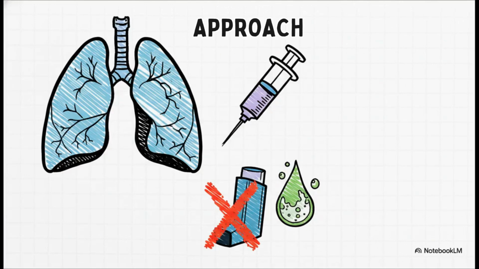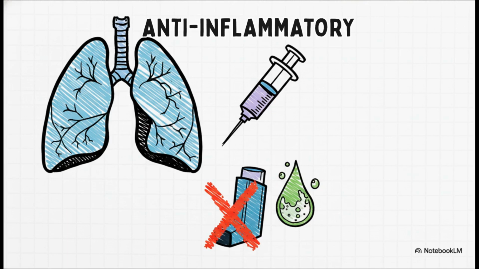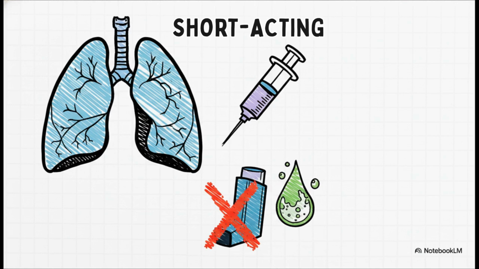You can see this precision approach totally taking over in the GINA 2026 guidelines for asthma. We're looking at a huge paradigm shift here. Asthma is now being treated aggressively based on genetic phenotypes and biomarkers using targeted anti-inflammatory biologics, not just tossing short-acting beta agonists or SABAs at the problem.